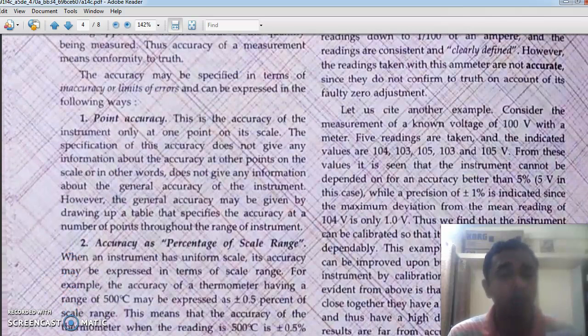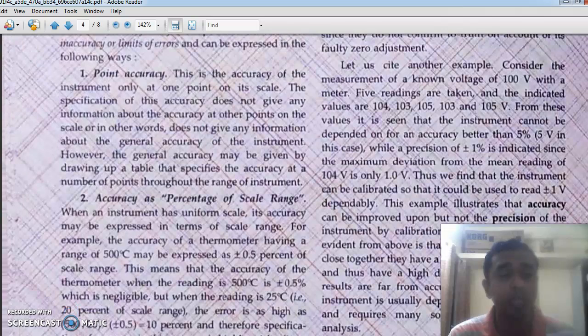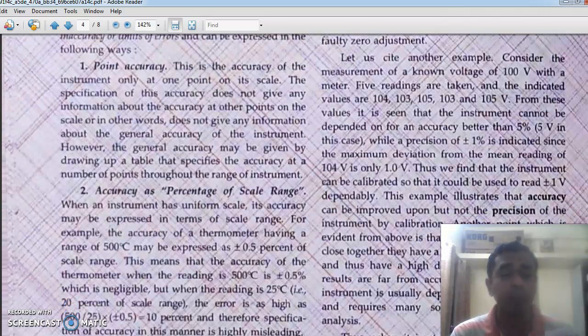Another one is accuracy specified as a percentage of scale. That is, we have a thermometer from 0 to 500 degrees Celsius, and if it is specified in terms of scale range as a percentage, 500 may be expressed as plus or minus 0.5% of scale range. That is, accuracy specified as plus or minus 0.5% of the scale.